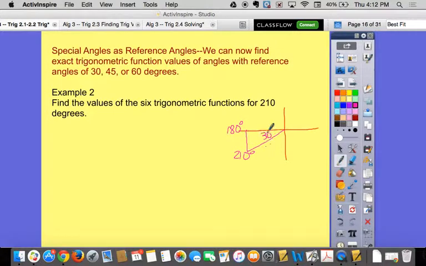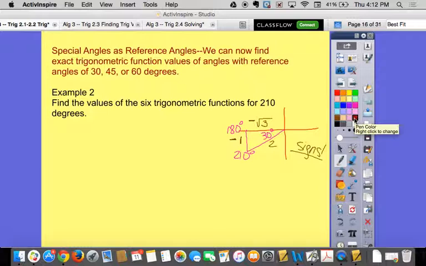The difference is 30. Now you were supposed to remember your special right triangles. Opposite 30 degrees is 1. The other leg is square root of 3. The hypotenuse is 2. You went left and you went down. Don't forget to pause and put in your signs. They will kill you if you do not put in your signs.